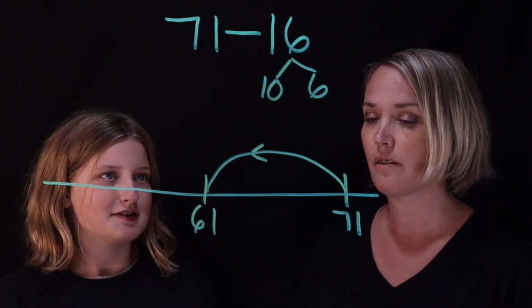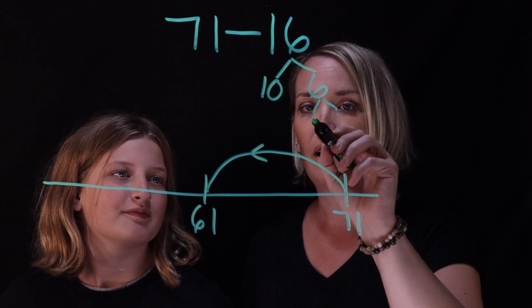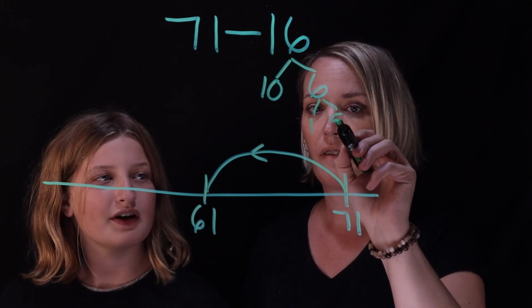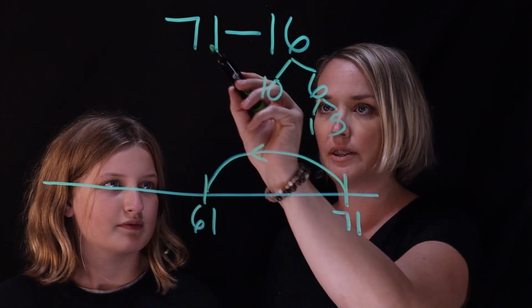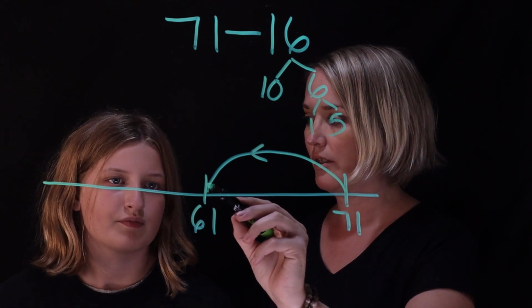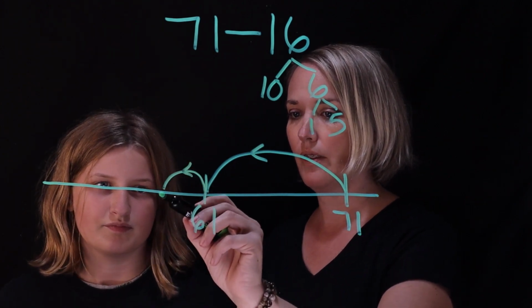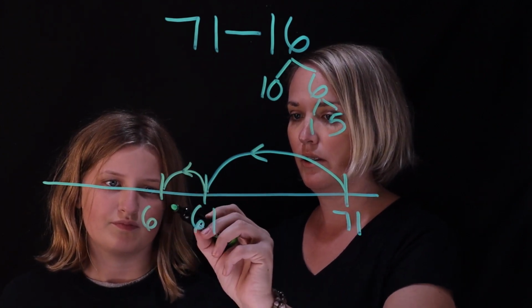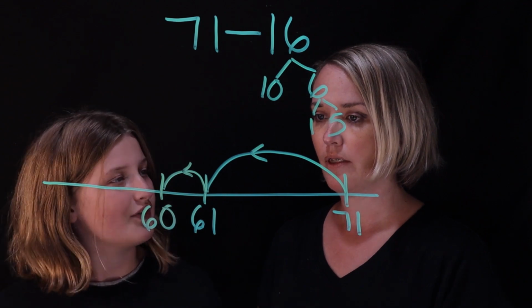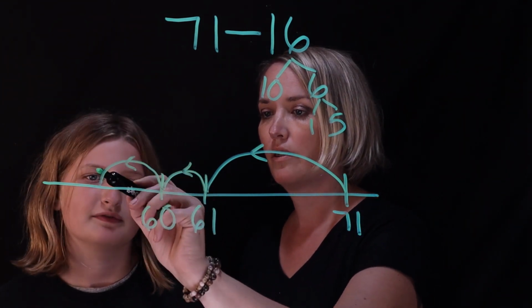Okay. Now I'm going to split the 6 into 5 and 1. 5 and 1 or 1 and 5? 1 and 5. Okay, so you went 71 minus 10 to get to 61. Then what are you going to do? Now I'm going to minus 1. Okay. To get to 60. And now I'm going to minus 5. All right. To give me the answer of 55.